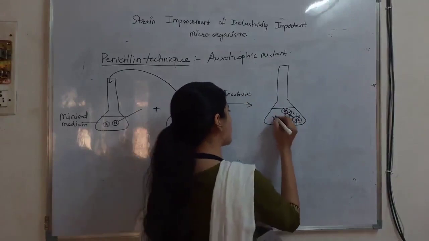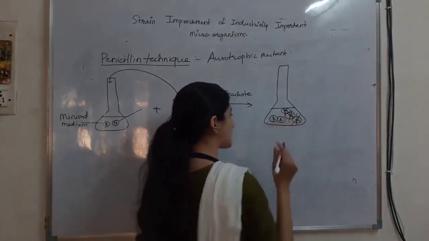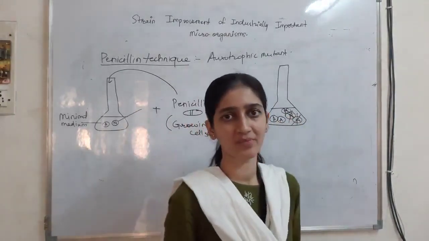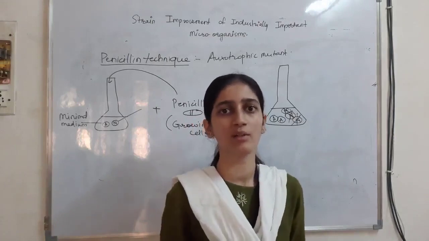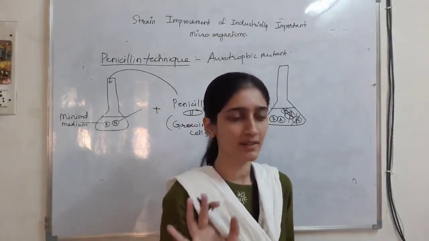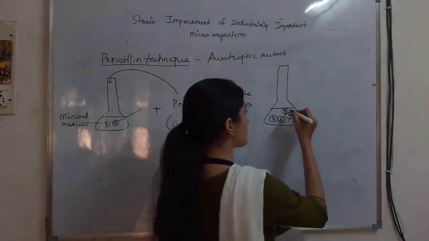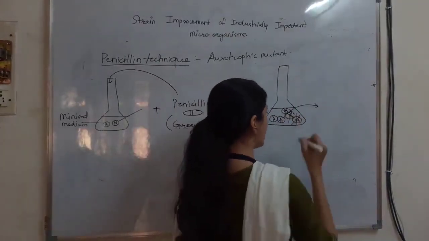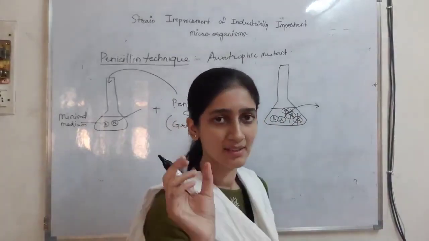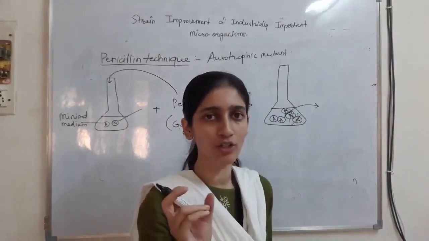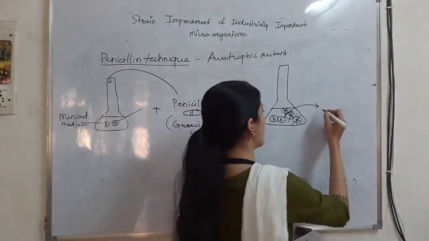Whereas the auxotrophic mutants will stay in the dormant state. They will not divide, they will not grow. They will just be in that medium. Now we can use the same broth as an inoculum for the auxotrophic mutant.